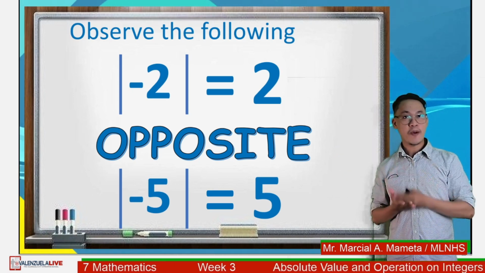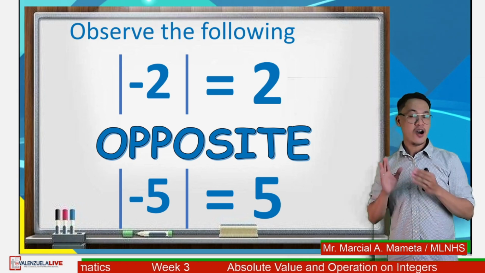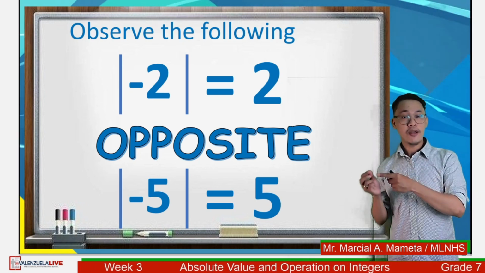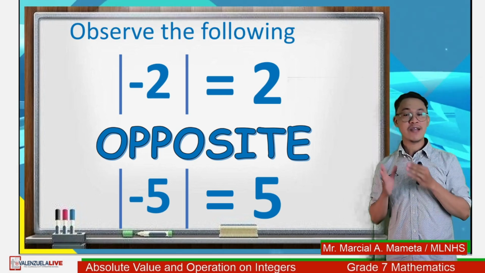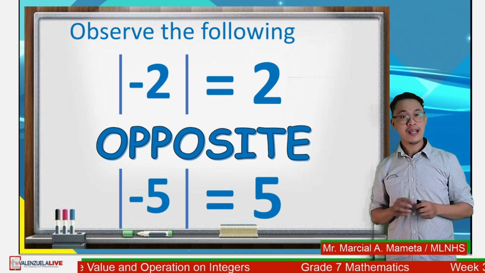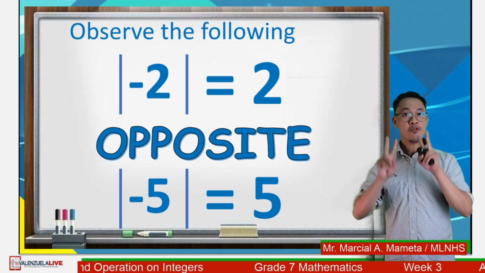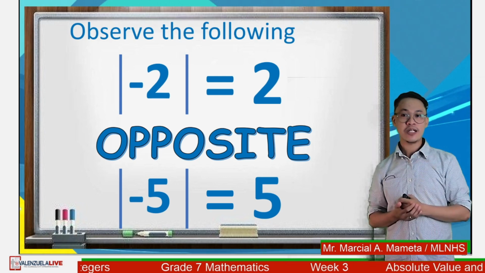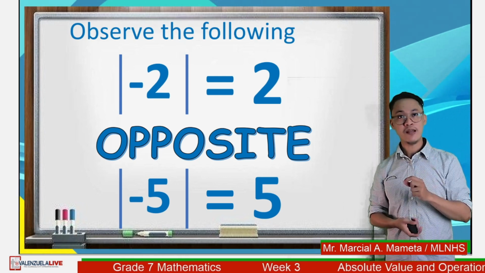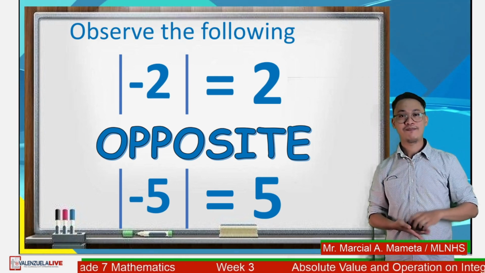The opposite of 5 is negative 5. And the opposite of negative 2 is positive 2. Opposites are two numbers that have the same absolute value. Again, the opposites are two numbers with the same absolute value. To find the opposite of a number, just simply change the sign.